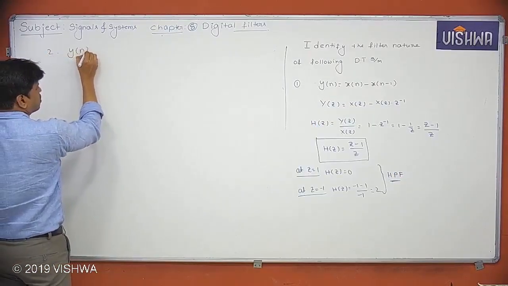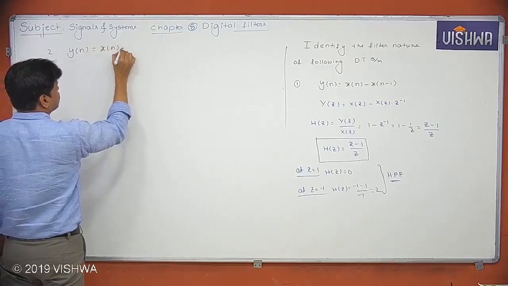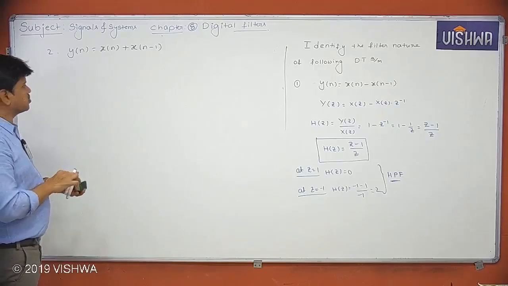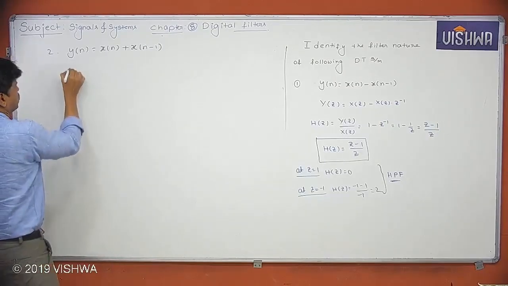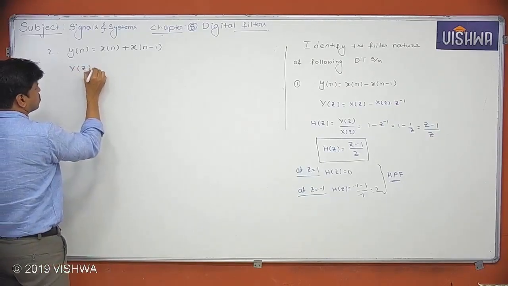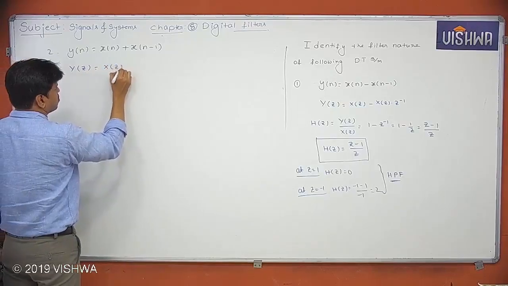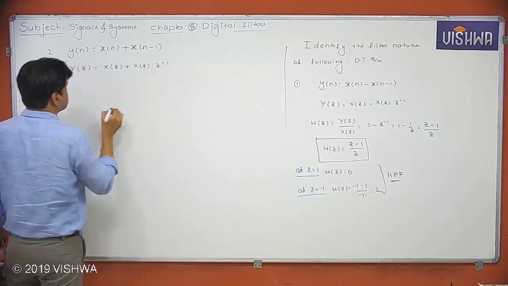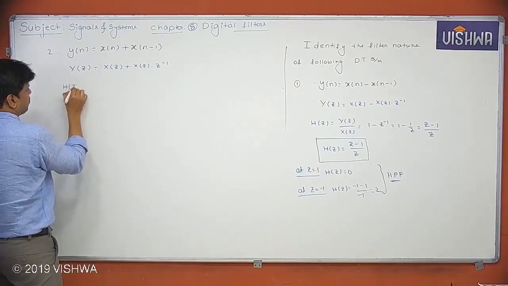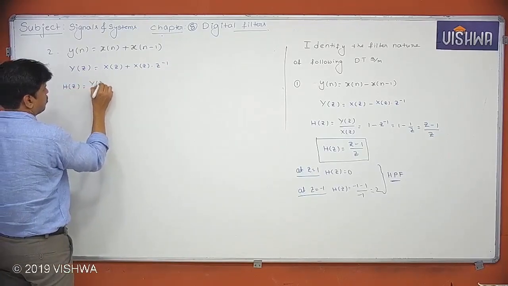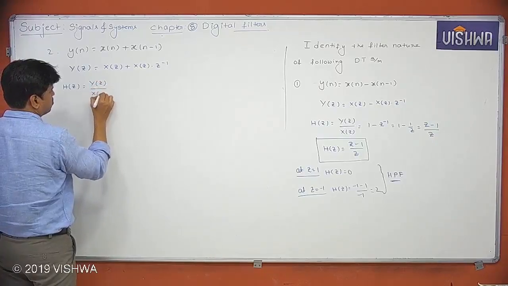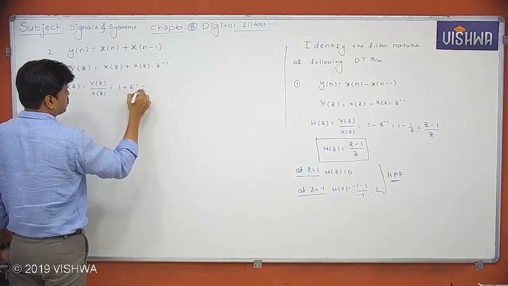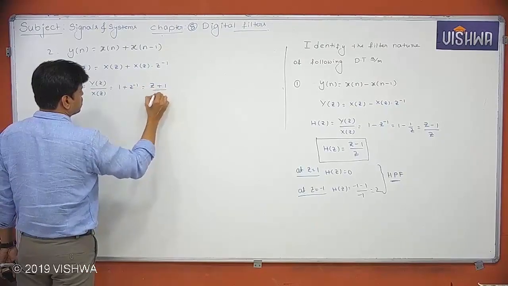Second one: y of n is equal to x of n plus x of n minus 1. What kind of filter is it? Let Y of z be equal to X of z plus X of z into z inverse. So what is H of z? Y of z by X of z, that is 1 plus z inverse. So 1 plus 1 by z, that is z plus 1 by z.